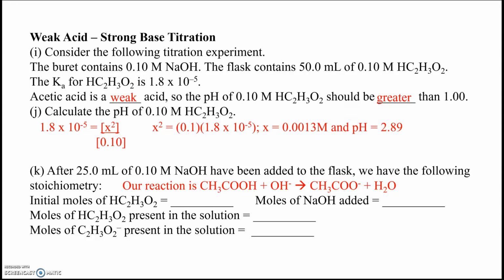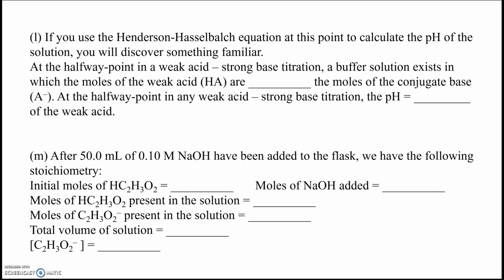All right, our initial moles of acetic acid, 0.005, and 0.0025 moles of base have been added. That's just taking the concentration times the volume. The moles of acetic acid present in the solution, well, I've consumed half of them. So I've gone from 0.005 to 0.0025, and I've produced that many moles of acetate ion because stoichiometry says so. Now, if I use Henderson-Hasselbalch to calculate the pH, I'm going to get something familiar. At the halfway point, a buffer solution exists in which the moles of weak acid are equal to the moles of the conjugate base, and at this halfway point, the pH is equal to the pKa.